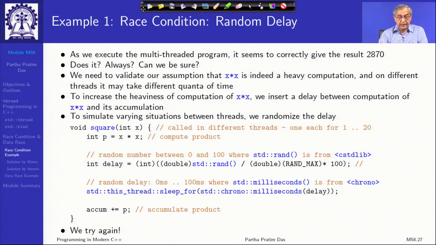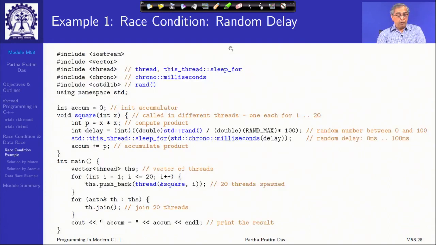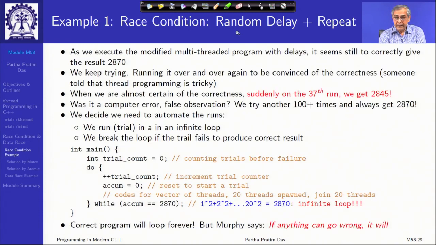So, what I do is I generate a random number between 0 and rand max and normalize it to 100, so that I get a random number between 0 and 100, and then I use that as the milliseconds. So, on some occasions it will be 0 millisecond, 1 millisecond or 100 milliseconds, and we try it again. Now, this is the total program. This is what we have done to put that random delay, which is what we have just discussed.